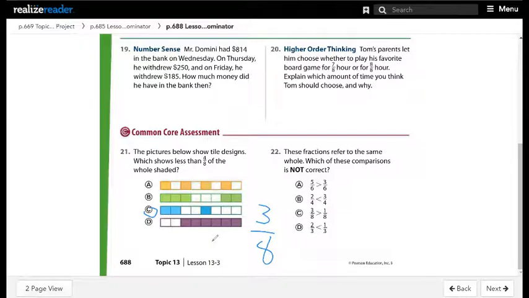Question number 22. These fractions refer to the same whole. Which of these comparisons is not correct? Part A, 5/6 is greater than 3/6, it's correct. Part B, 3/4 is greater than 2/4, it's correct. Part C, 3/8 is greater than 1/8, it's correct. Part D, 1/3 is greater than 2/3. This is not correct, so choose D. The answer is D.